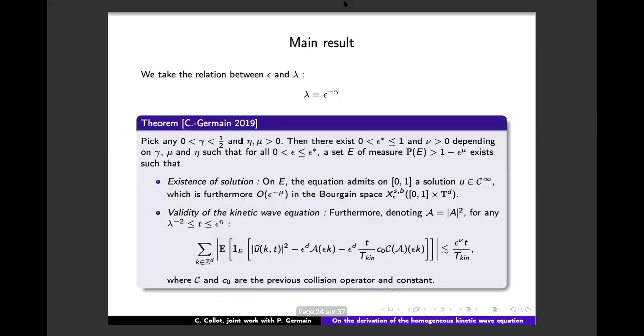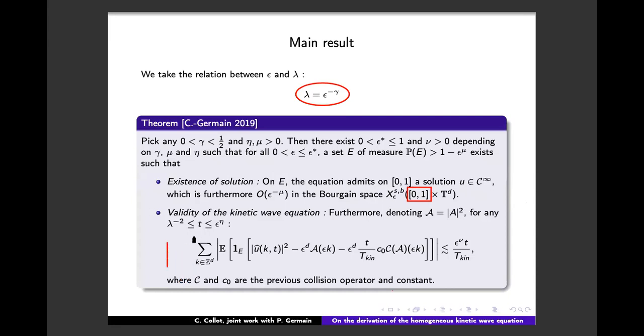So what's the theorem? The theorem is the following. I take a specific dependence between my nonlinearity and my parameter epsilon, which is the Fourier localization of my solution. And I can make my solution exist on an interval 0, 1. In this problem, that is already non-trivial because my nonlinear time is way smaller than that. It's much smaller than 1. So the first result is that we can control the solution on a non-trivial time scale. And on this non-trivial time scale, we can prove the validity of the kinetic wave equation according to this.